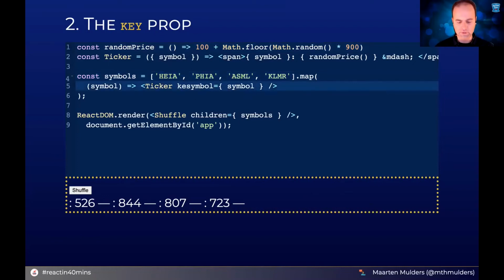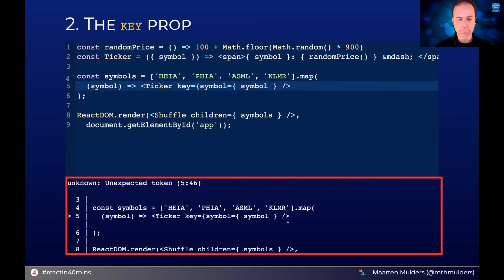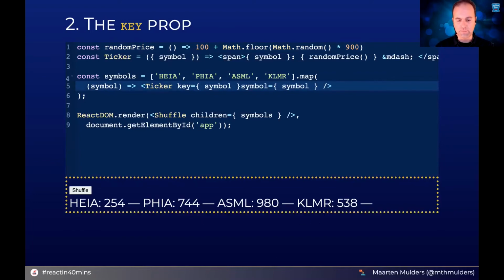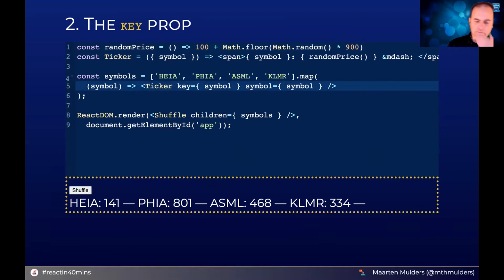How do we fix that? Well, that's where the key prop comes in. And I'm going to type it first and then explain what it does. The key prop is a magical prop that we need to pass in such a scenario, which identifies each element over a re-render. And this shuffle button is actually triggering a re-render.